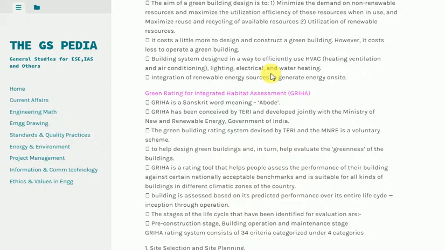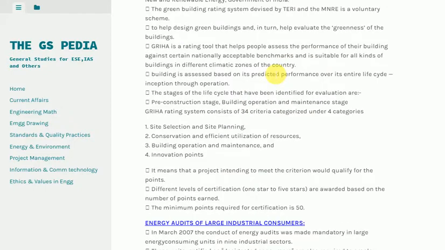The GRIHA rating system consists of 34 criteria categorized under 4 categories. 1. Site selection and site planning. 2. Conservation and efficient utilization of resources. 3. Building operation and maintenance. And 4. Innovation points. It means that a project intending to meet the criterion would qualify for the points.